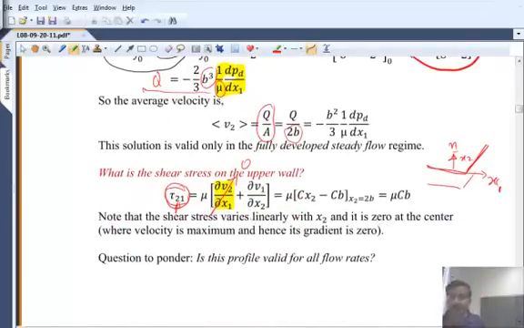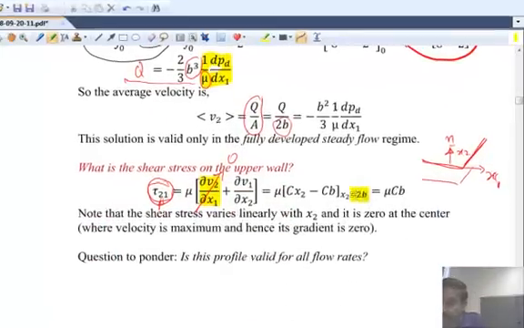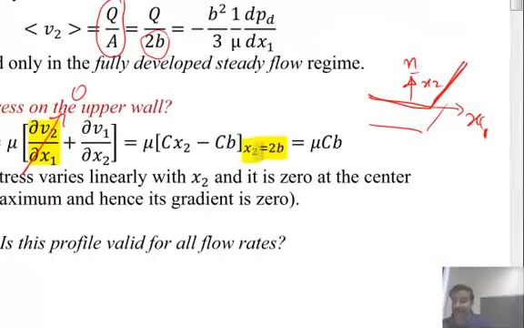and then you want to evaluate it at the top wall. Where does that information go? It's here. So after you take the derivative, you substitute x2 equals 2b, that is at the top wall. And then you get the shear stress as mu times c times b. So that is the force that you need to apply to the top wall to keep it from moving when you are applying a pressure gradient to move the fluid from left to right.